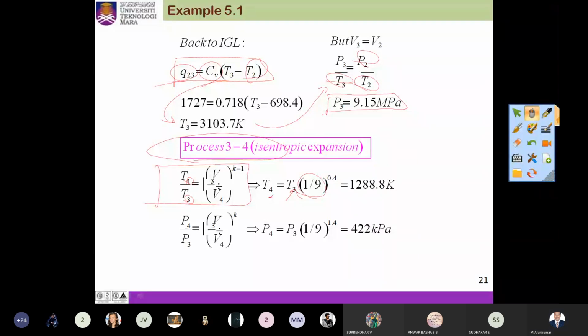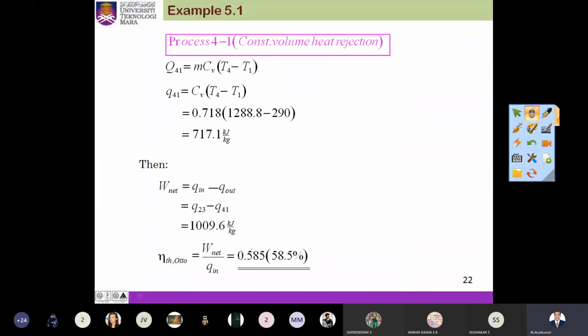Then if you substitute, you can get the value for T4. Then again, we can have another formula in the form of pressure and volume. Then if you substitute the known values, you can get the unknown value P4 as 422 kilopascal. Okay.